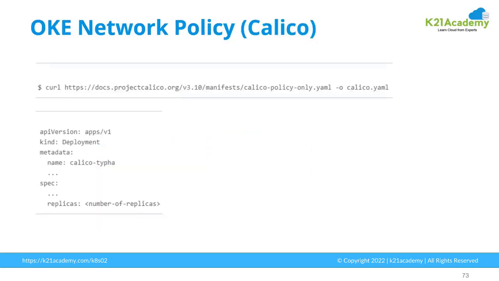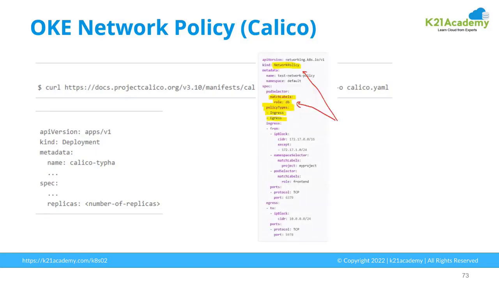Now, by default, as of today, I'm recording this in August 2020, network policies are not defined by default in Oracle Kubernetes. And if you want network policy to be implemented in Oracle Kubernetes, you need to deploy Calico, which is another network deployment. So you deploy Calico, and then you define a network policy where the labels are applied, saying role is equal to DB.